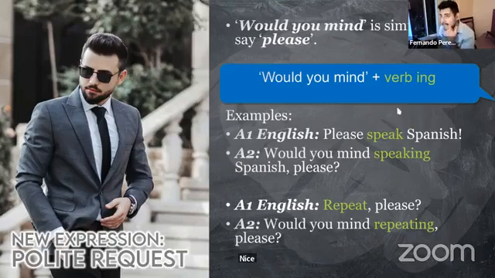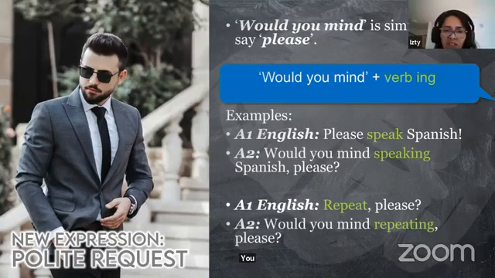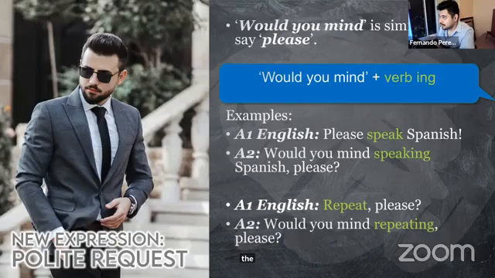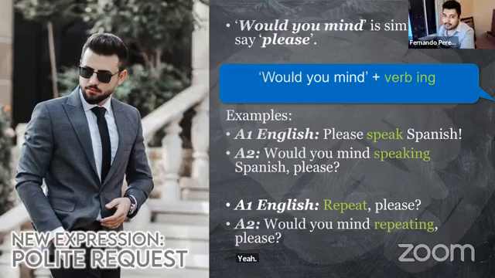Observe the verb. The verb is not simple form. You see? What is the verb? ING. Exactly. The verb is ING in this case. So would you mind doing? See? Would you mind practicing? Would you mind expressing, etc.?